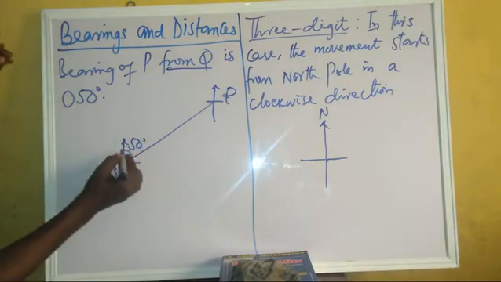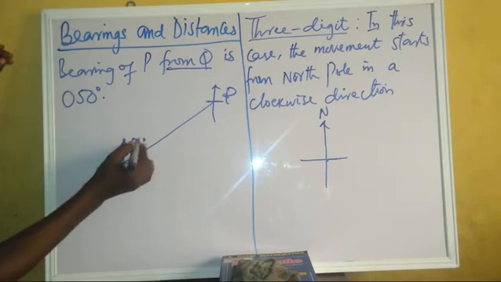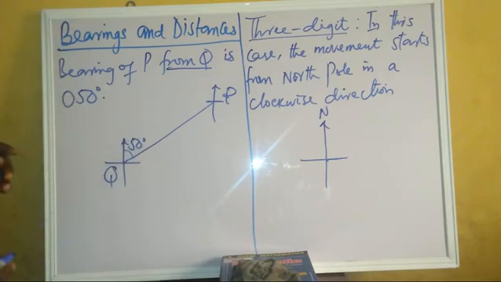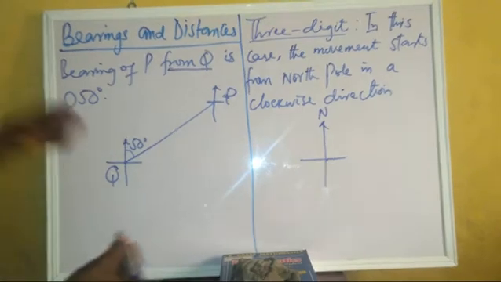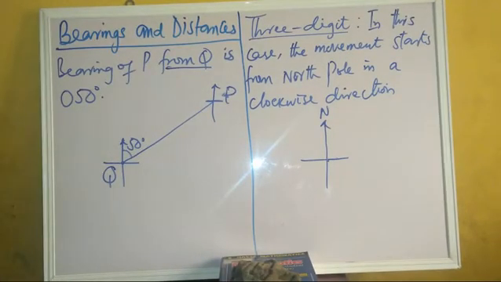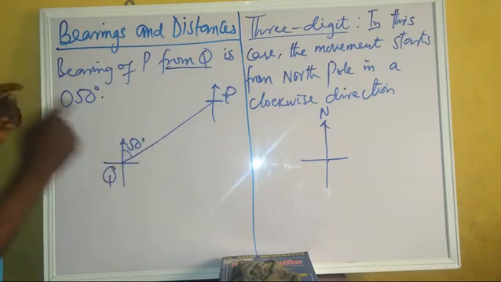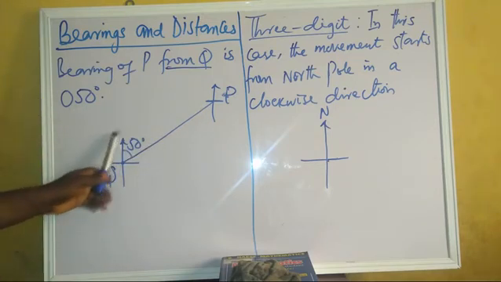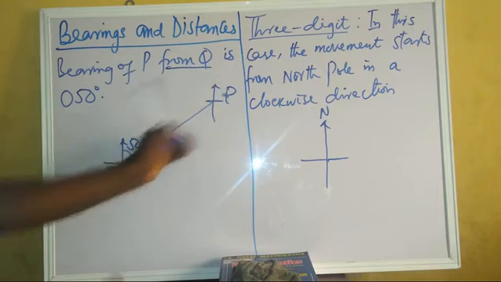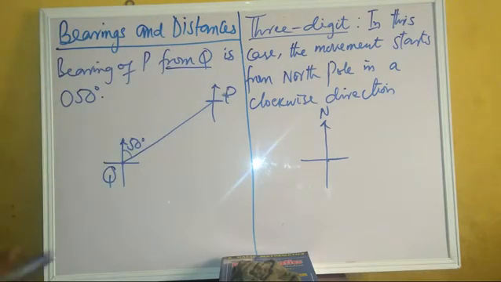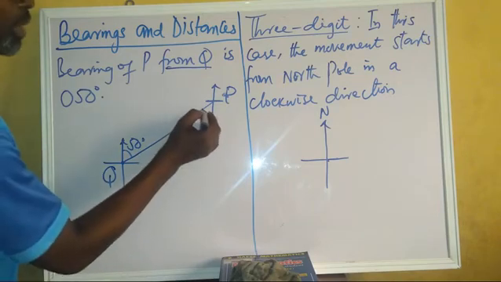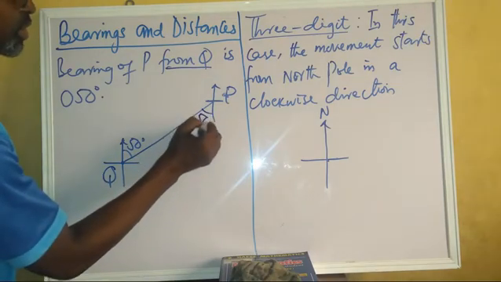So the angle between the lines is not represented with 3 digits unless the value is more than a 2-digit number. So as this one is now, the bearing of P from Q is 050 degrees. When you look at these two lines, they are pointing towards the same direction, meaning that the two lines are parallel. From there, we can talk about alternate angle. What that means is that this angle must be 50 degrees.